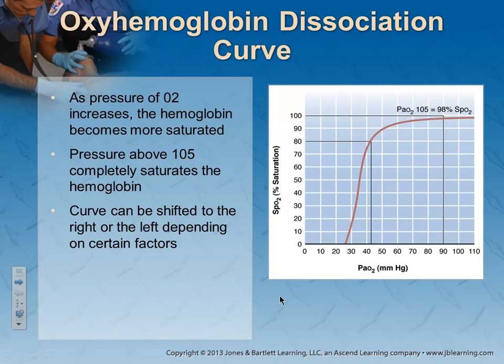Now this curve right here can be shifted to the left or shifted to the right. All right? Meaning that it may take more pressure if it shifts to the right. It may take more pressure to get the oxygen levels up, or if it shifts to the left, it may take less pressure to get the oxygen levels up. All right?